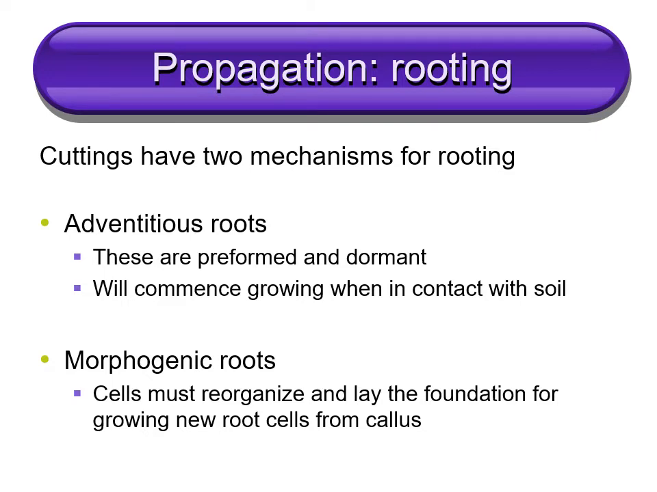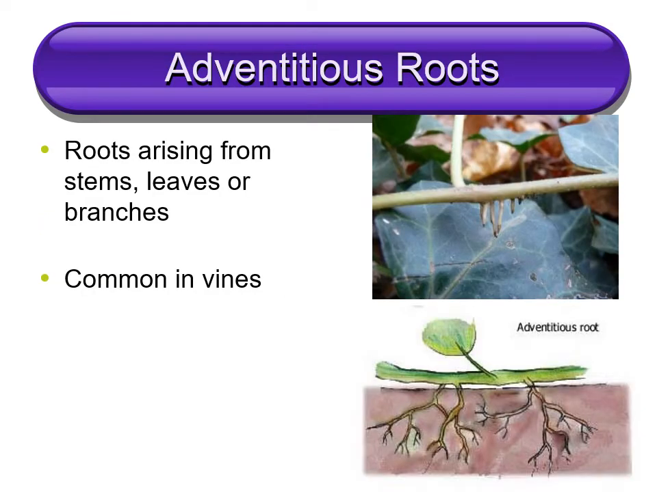So cuttings have two mechanisms for rooting, right? We have what's called adventitious roots, or we have morphogenic roots. Adventitious roots are preformed on the plant and they sort of lay dormant. When they come into contact with soil in the right conditions, like moist, they will begin to grow, infiltrate the soil and establish the plant. With morphogenic roots, cells have to reorganize and lay down a foundation by growing new cells through what we call callus. So let's look at adventitious roots first.